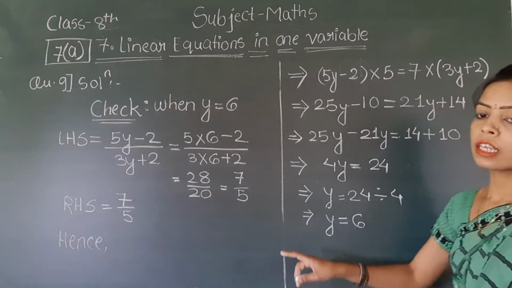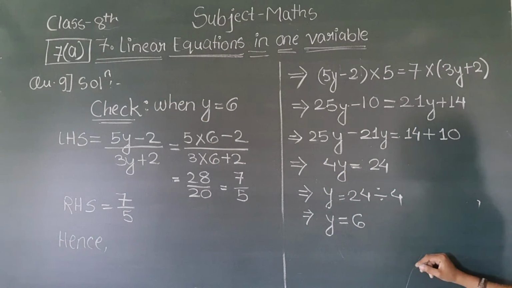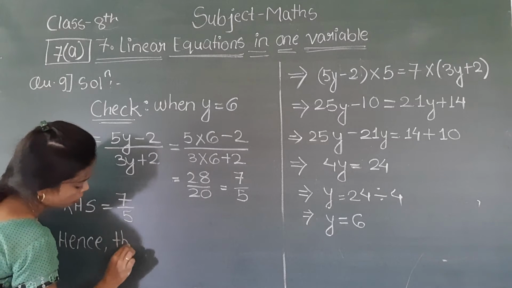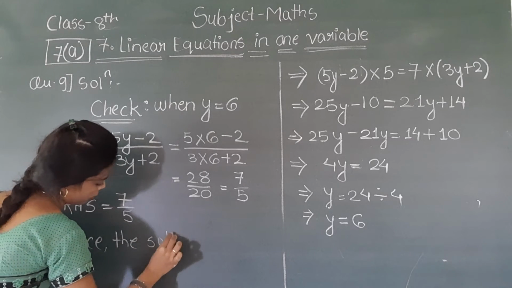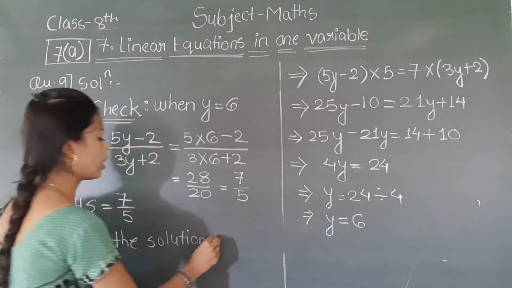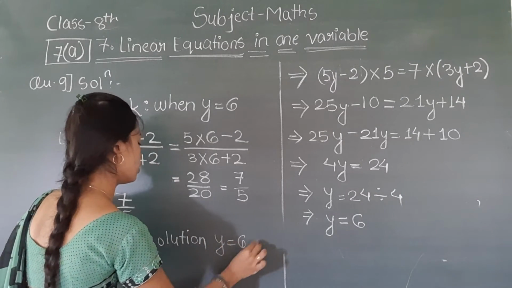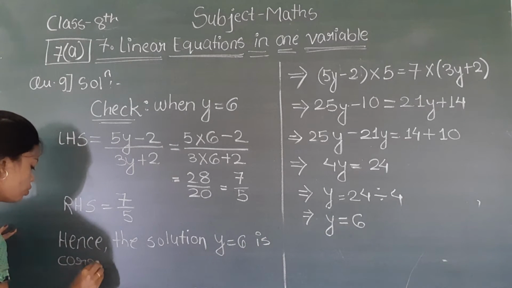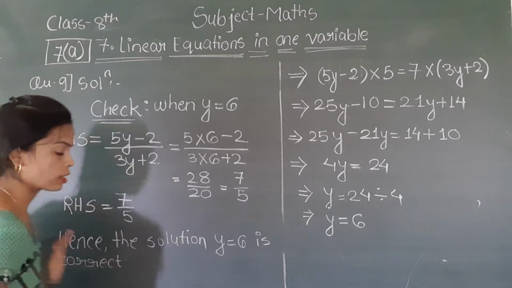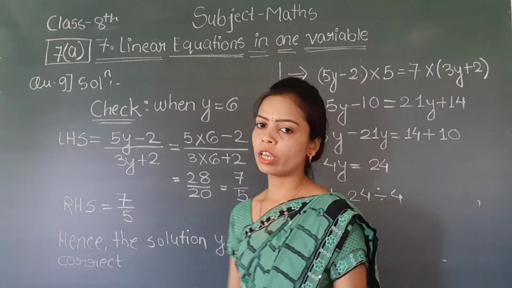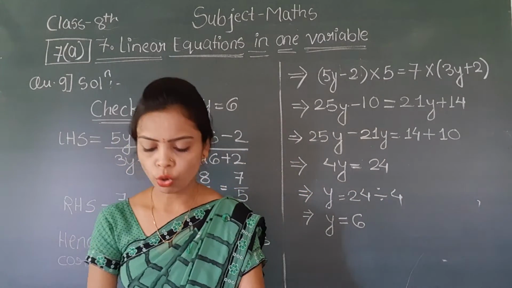If your LHS is equal to the RHS, what do you have to write there? You have to write, hence the solution. What is your solution? Hence the solution y equals 6 is correct. Okay, so this is the solution when both LHS and RHS have denominators.